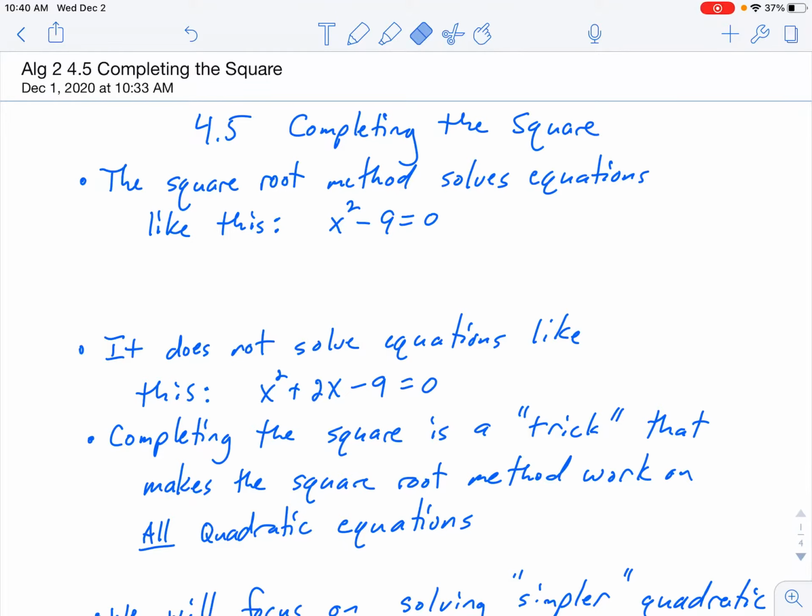Hello everyone, so we're starting a new lesson today. The topic is called Completing the Square. This is, I would say, not a favorite of many people. It's one of those things you just have to get done.